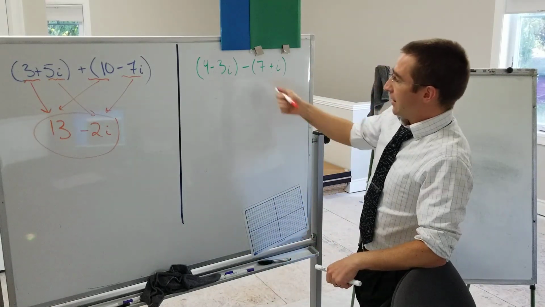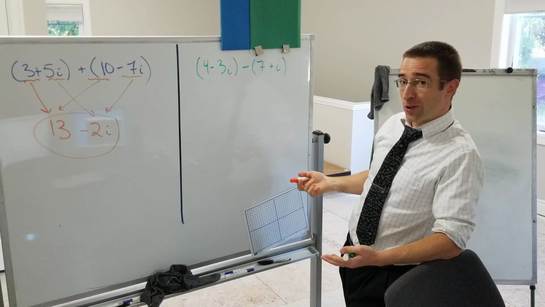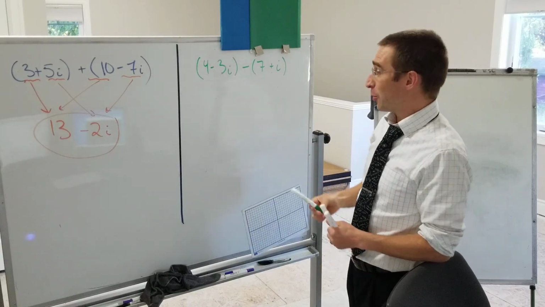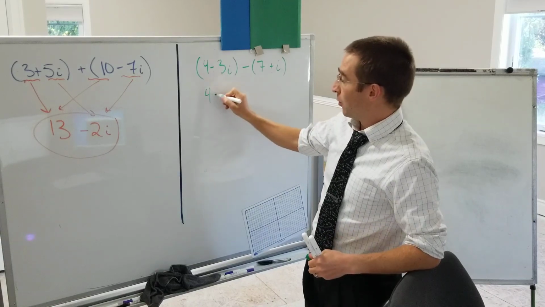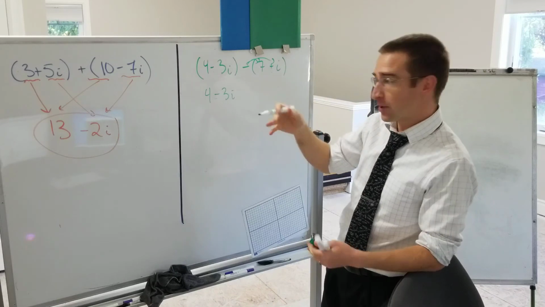All right, next one we have subtraction. We're just going to subtract the real parts and subtract the imaginary parts. I am going to take it one step further and go 4 minus 3i, and I'm going to distribute this negative so I don't forget that I'm subtracting.